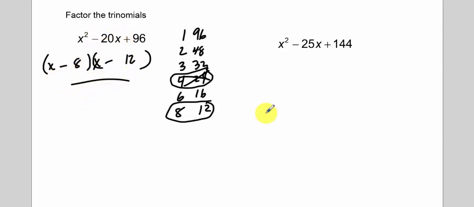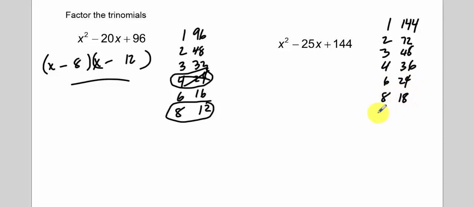Let's move over to the 144 and list its multiples: 1 and 144, 2 and 72, 3 and 48, 4 and 36, 6 and 24, 8 and 18, 9 and 16, 12 and 12. Again, I'm looking for two things that get me 25.